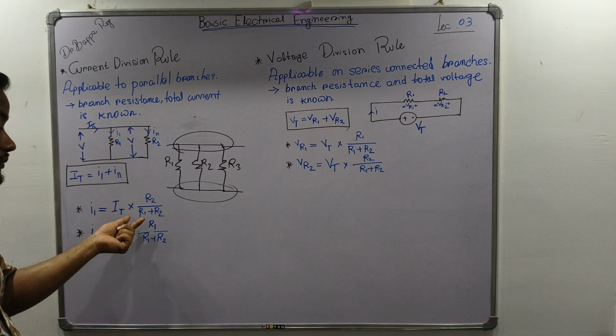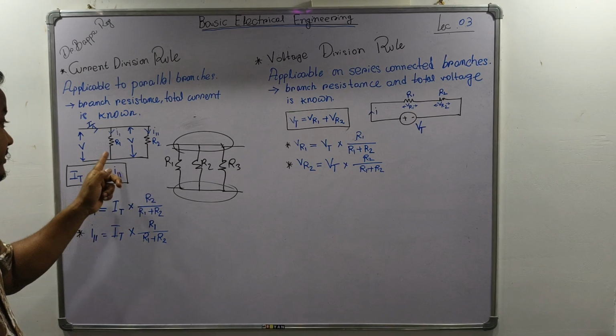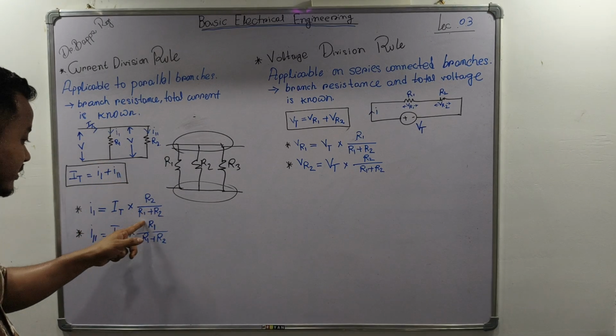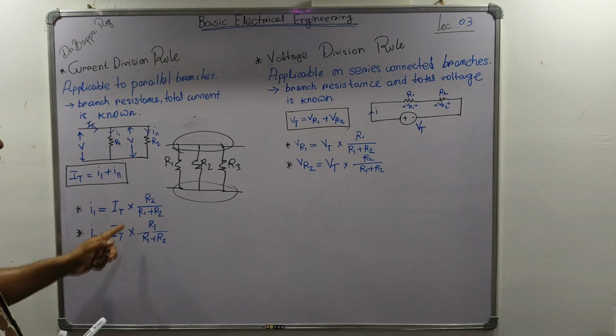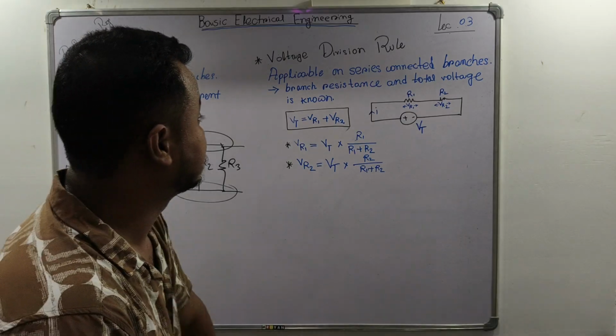Total current into the other branch divided by total branch. Okay, other branch resistance divided by total branch resistance.